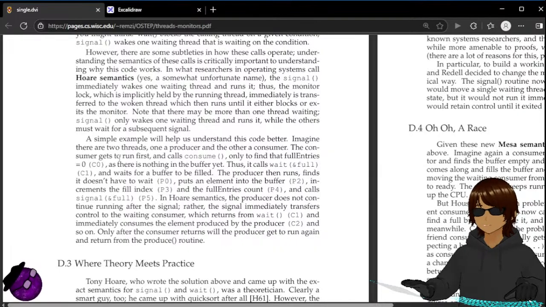A simple example will help us understand this code better. Imagine there are two threads, one a producer and the other a consumer. The consumer gets to run first and calls consume, only to find that full entries is zero, as there is nothing in the buffer yet. Thus, it calls wait and waits for a buffer to be filled.